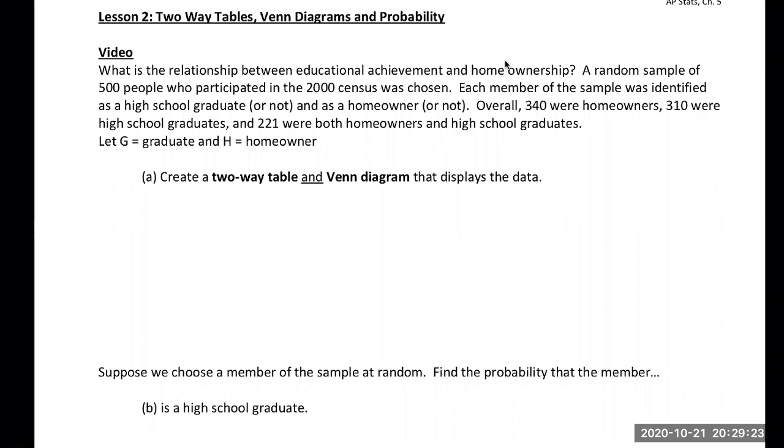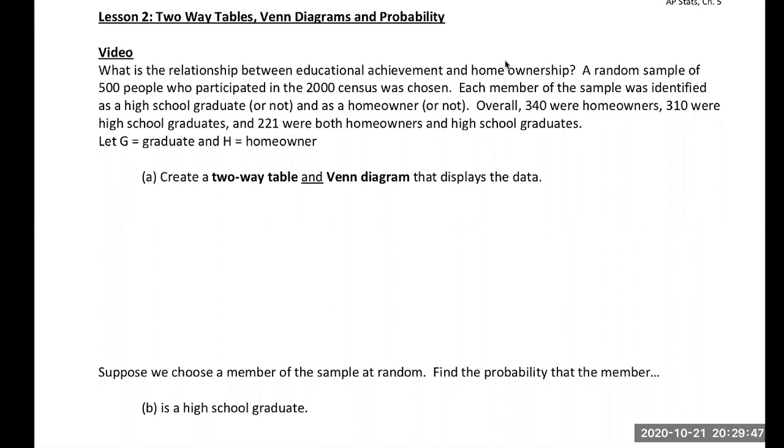So we're on a probability unit on Khan Academy. We're in chapter 5 in our textbook. Two-way tables are really, really common on the AP exam. Venn diagrams are a helpful tool to help you answer probability questions, though I don't think I've ever seen a Venn diagram on the AP exam. They are definitely a helpful tool. So let's check out this first question.